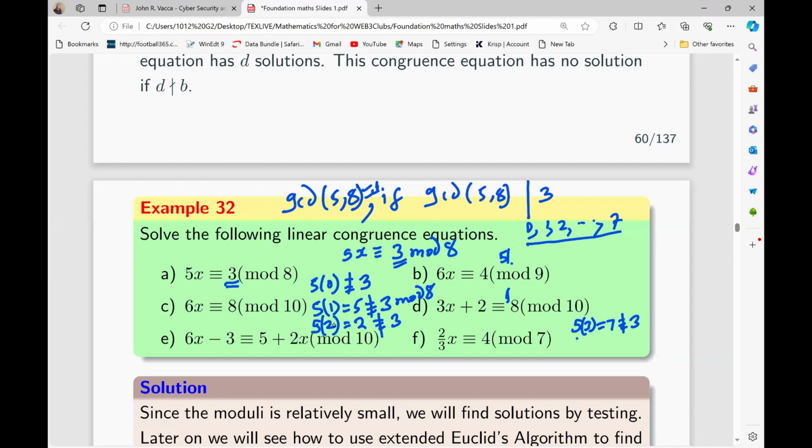Try 4. This gives you 20. On division by 8, the answer will be 4. The remainder will be 4, which of course is not 3. So 4 is not a solution. 3 was not a solution. 2 was not a solution. 1 is not. Let's try 5.